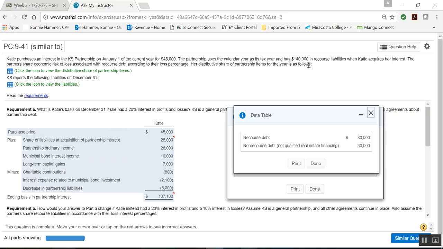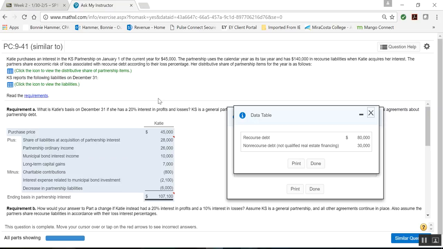So we just take the 140,000 of liabilities at the beginning of the year and the 110 at the end, and what did that decrease by in total? $30,000. So that decrease in liabilities from the beginning to the end of the year means that we have to reduce her basis by her share of those liabilities that decreased, okay? Because she doesn't have basis in those anymore. They went down. She got positive basis for them at the beginning of the year, but they're not worth 140 anymore. The debt's been paid down and it's only 110 at the end of the year. So we have to reduce her basis by her share of the decrease. Her share of the decrease is 30,000 times 20%, or 6,000.